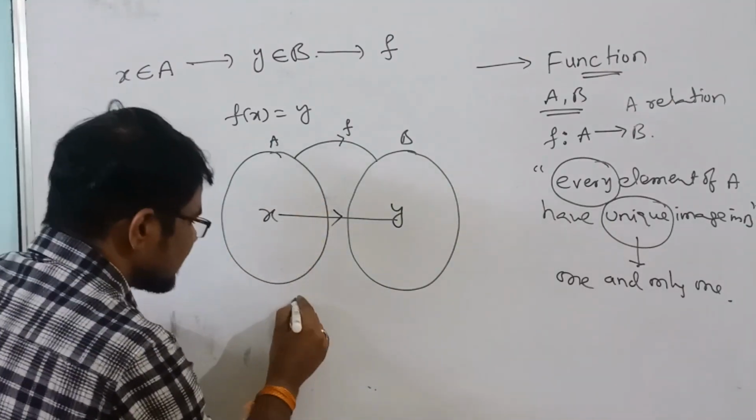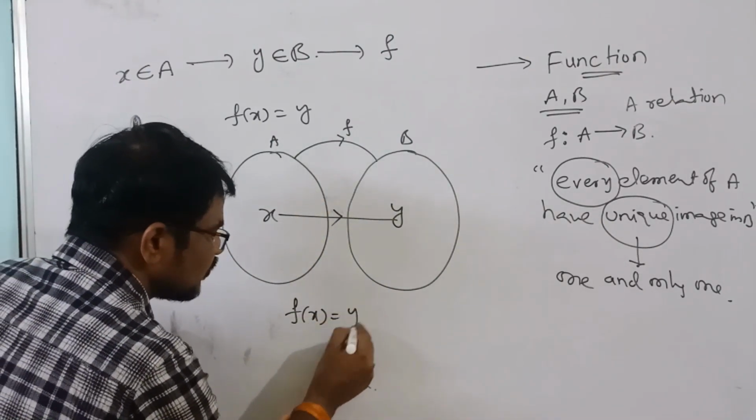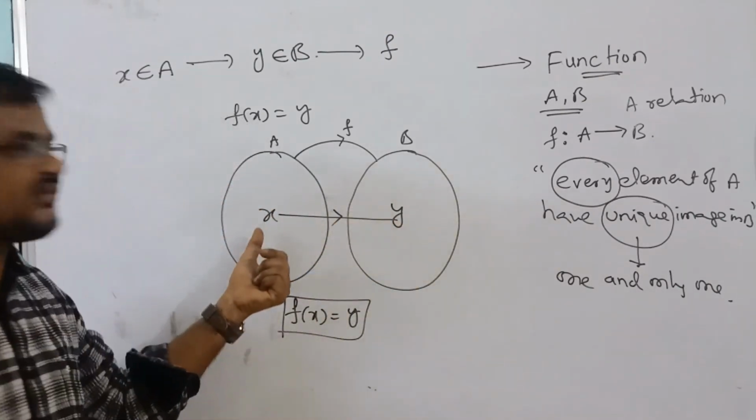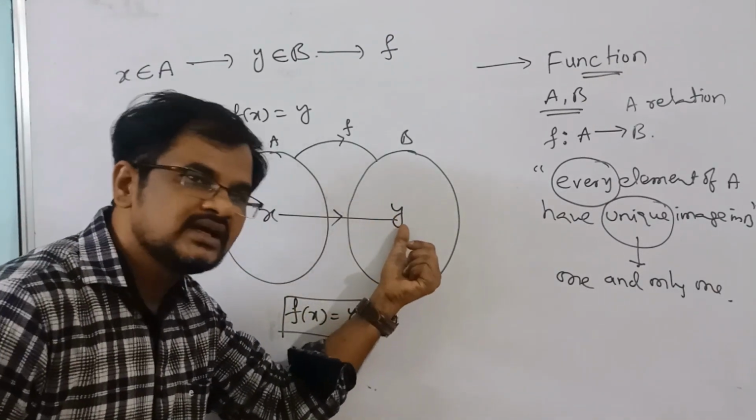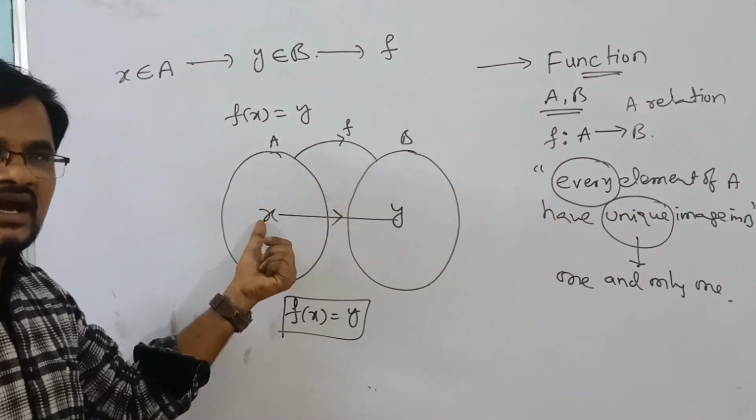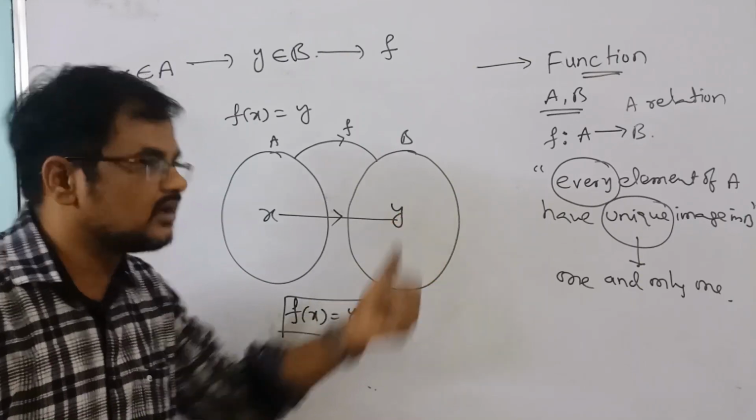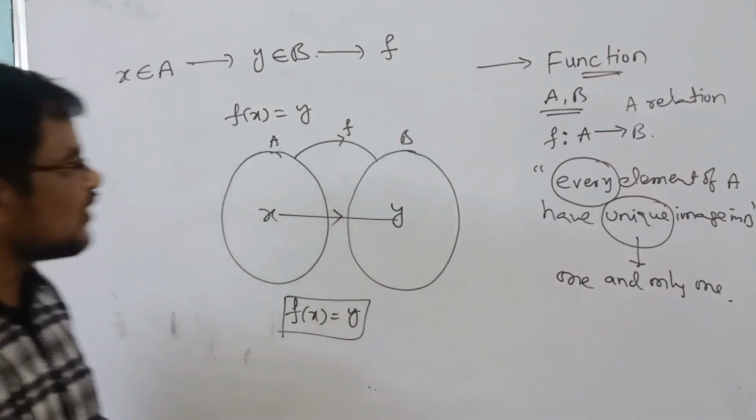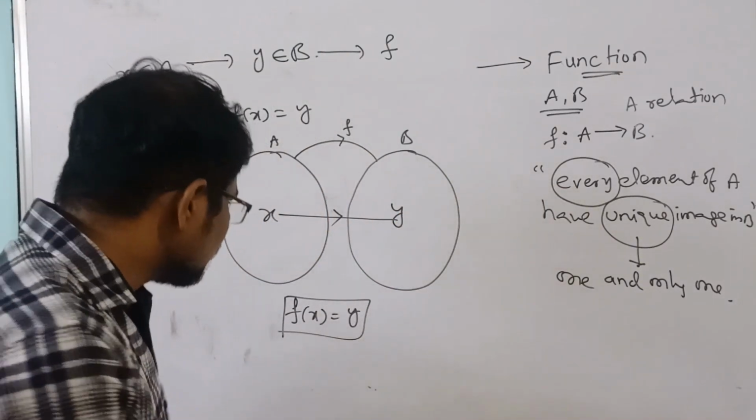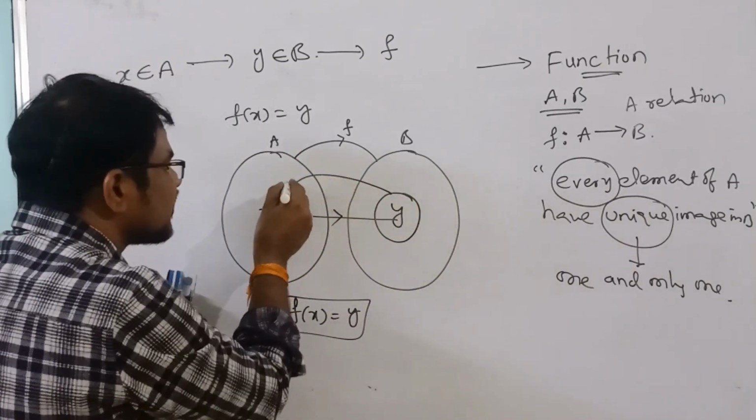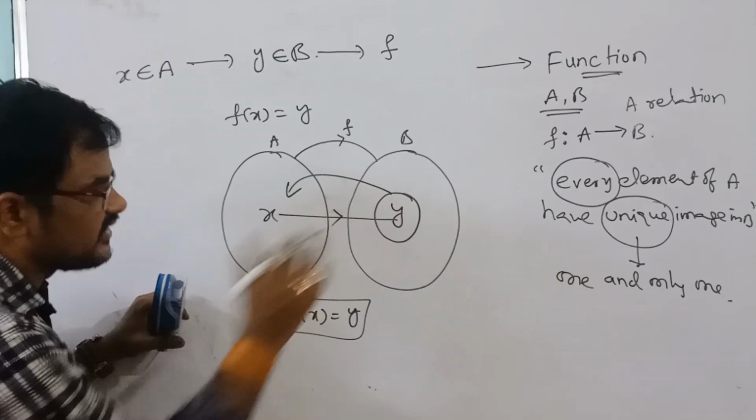So this can be written as f of x equal to y, which means y is the image of x. Y is called the image of x, and x itself is the pre-image of y. Now, those elements of B associated from A are called the range. Later we will discuss that one.